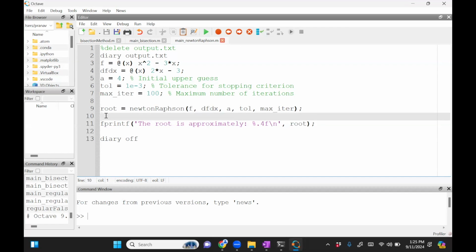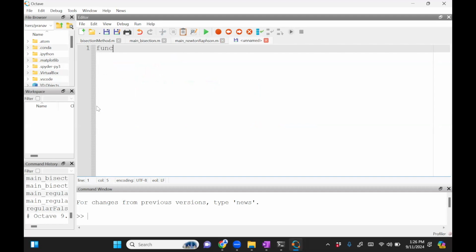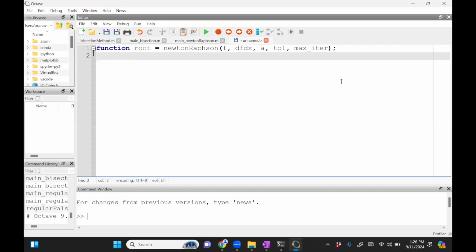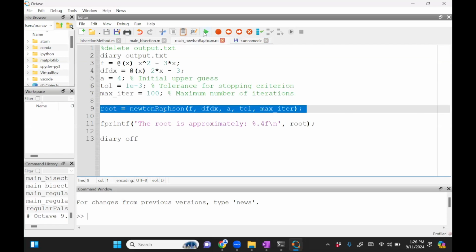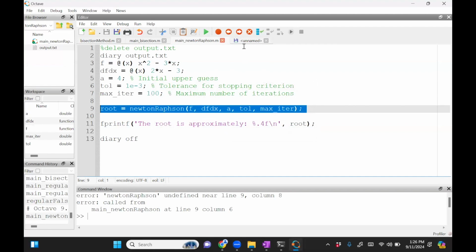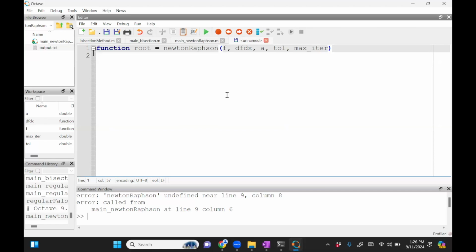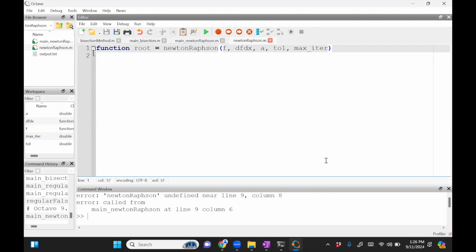So let's take this, create a new file, and call it function root Newton Raphson. I'm doing this because once I do that and the path is added, I can do Control S, and it opens the same folder which I wanted to save it. So remember to save this file in the same folder, otherwise it will not run.